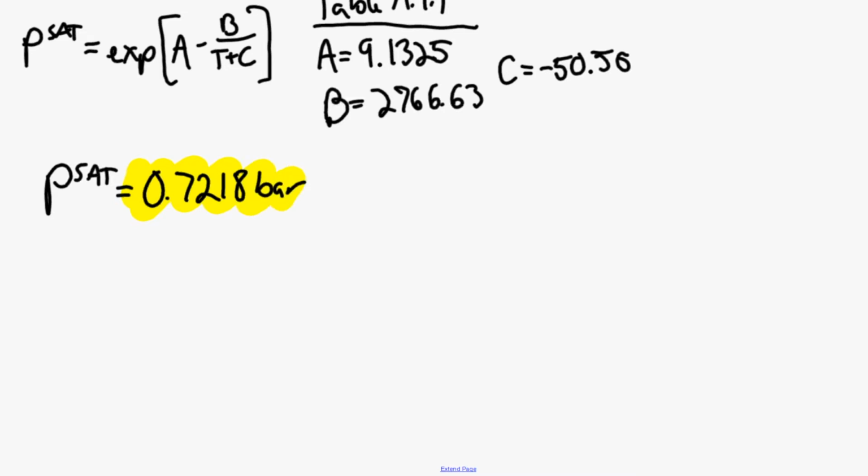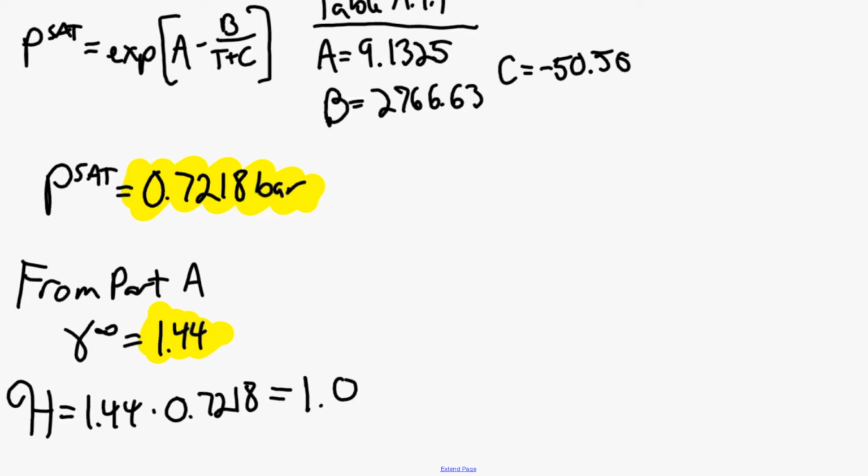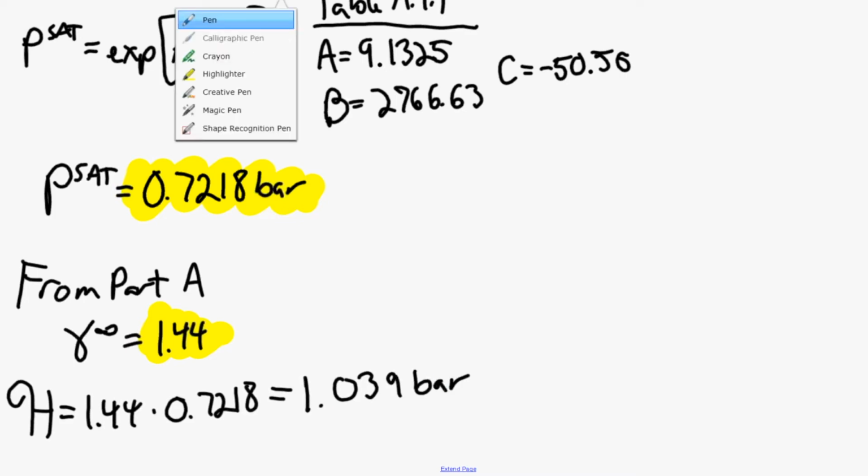From part A, we already found the activity coefficient at infinite dilution for cyclohexane in benzene to be 1.44, so we will use that value in the equation. By taking those values and multiplying them together, so 1.44 times 0.7218 bar, you'll find that the Henry's law constant for cyclohexane in benzene is 1.039 bar, and that is the final answer.